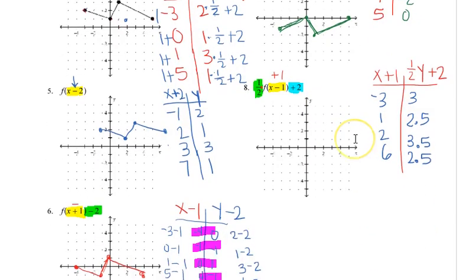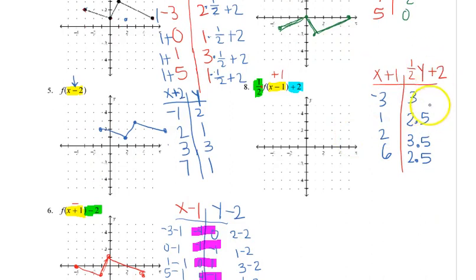Okay. Once you get all those, notice how I don't use the x's to find the y's. I do them separately. The x's have their own operation, and the y's have their own operation. So negative 3, up 3, there's the first dot. 1, 2.5. 2, oh, that's the wrong side. 1 is on this side, up 2.5 is right there. 2, 3.5, and 6, 2.5.